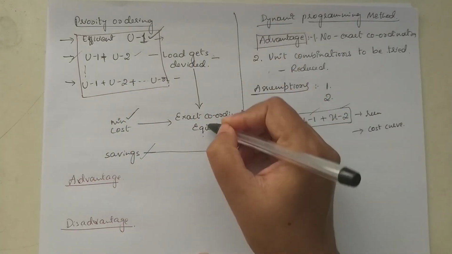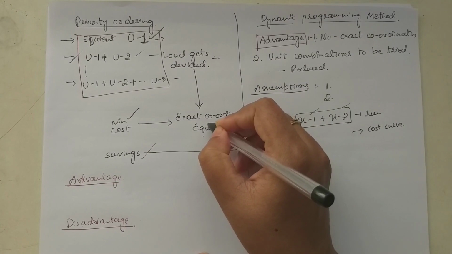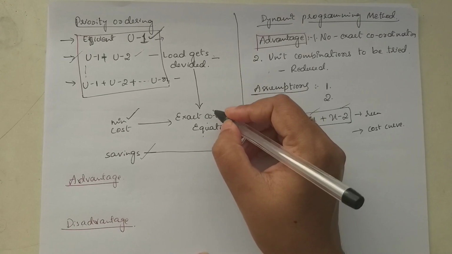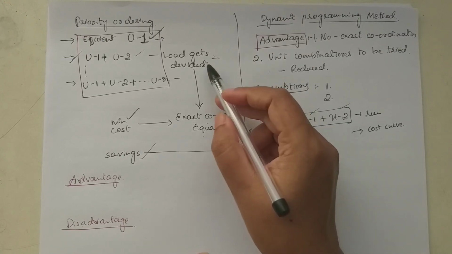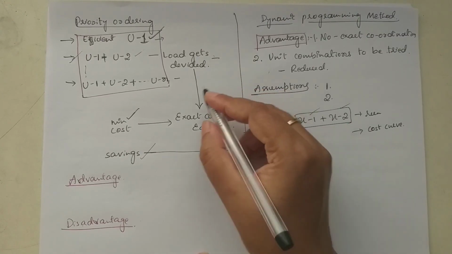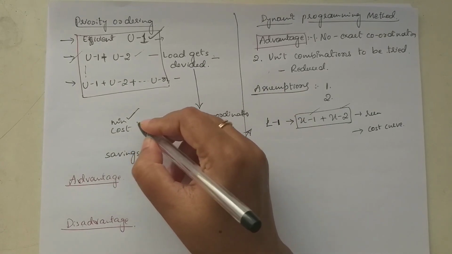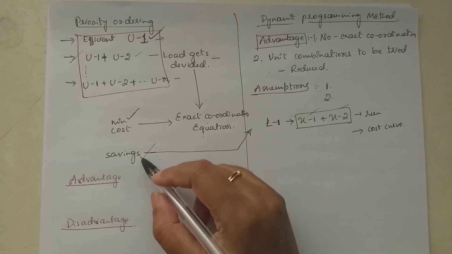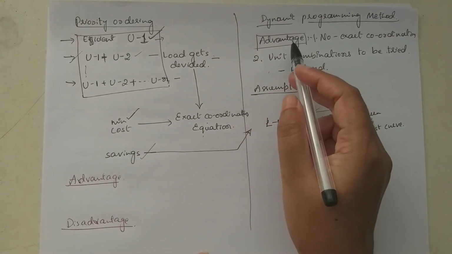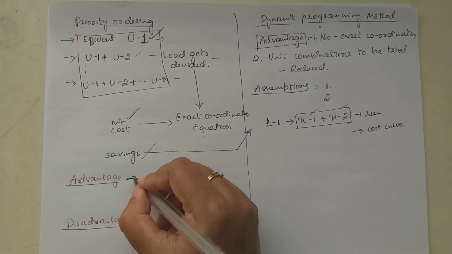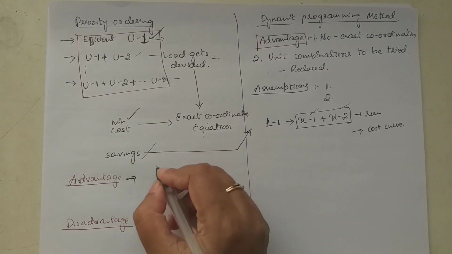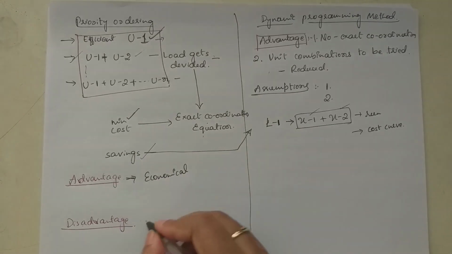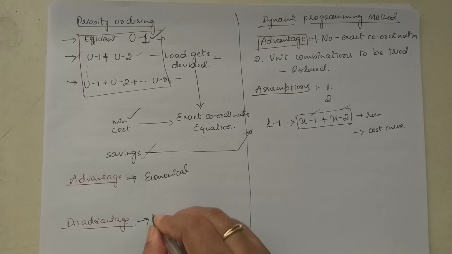The exact coordination equation is used. The exact coordination equation not only decides the optimal load division but also gives the minimum cost, but savings cannot be obtained using the exact coordination equation, so we have to go for the dynamic programming method. The advantage of this method is that it is economical. Though it is economical, the disadvantage is that it is highly time consuming.